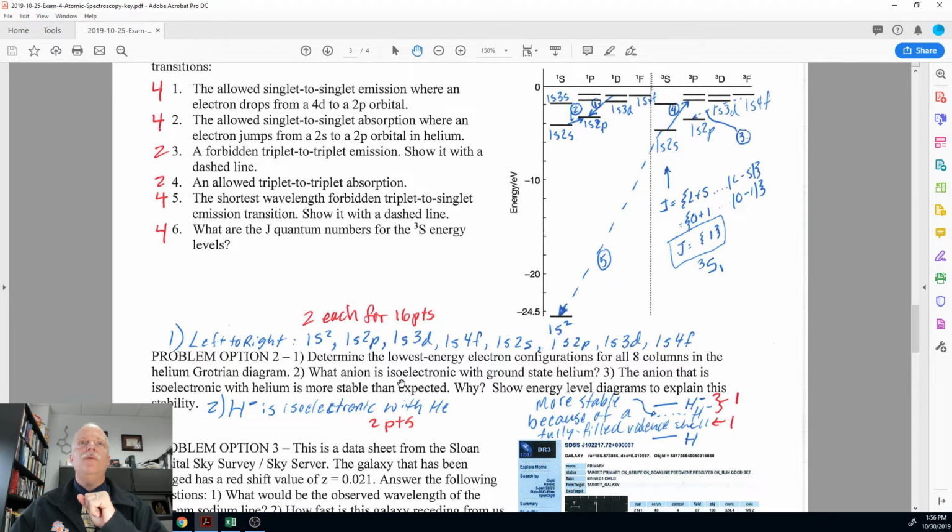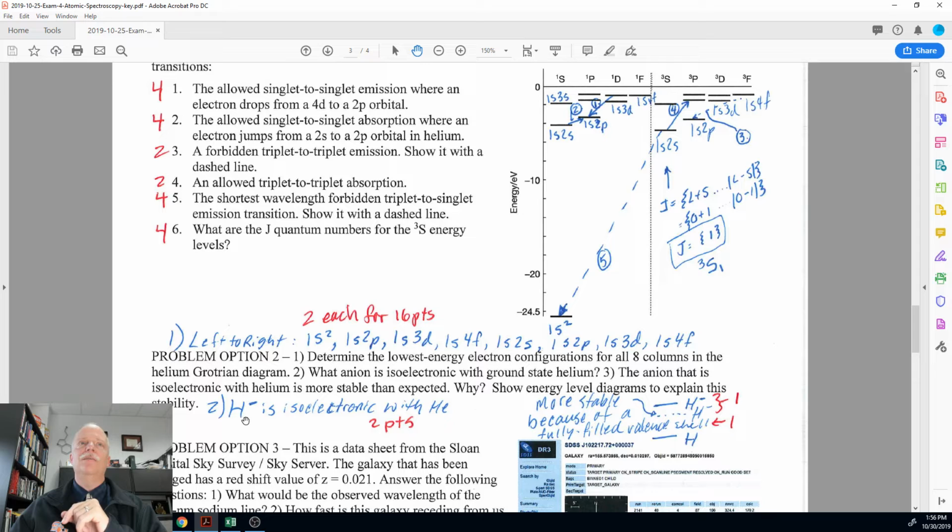Okay, number 2, what anion is isoelectronic with ground state helium? So in class and in the homework problems and so on, I was always showing you cations that were isoelectronic. We were doing first ionization potential calculations and showing that we were going from a neutral to a cation. And so I wanted to extend your thinking a little bit, see how you worked your way through an anion. So that's where the analysis and application part of this problem comes in.